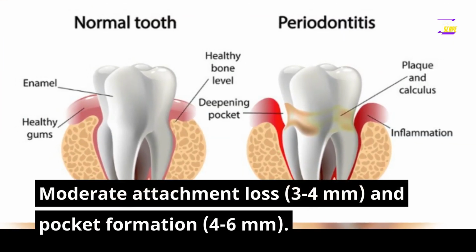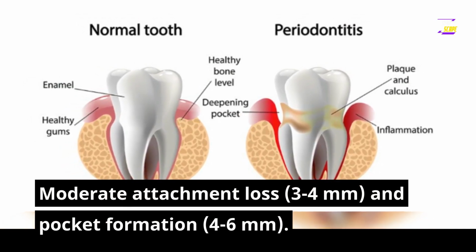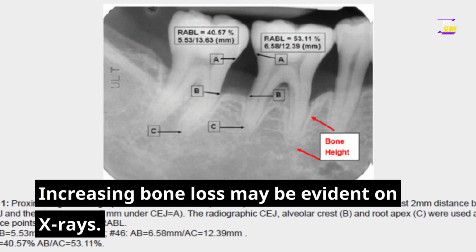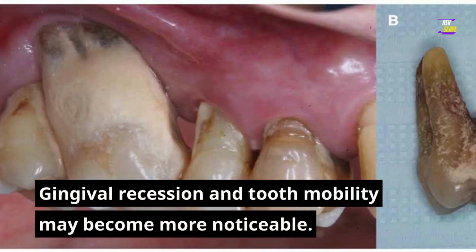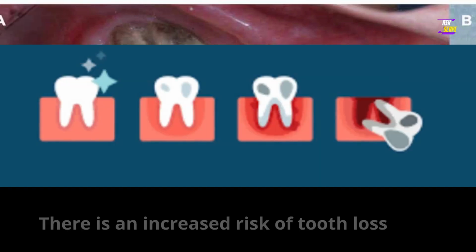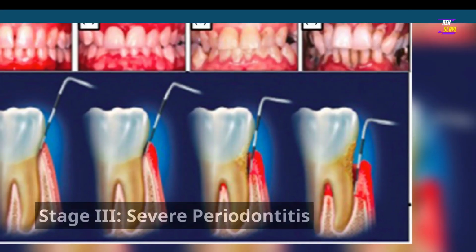Stage II, moderate periodontitis. Moderate attachment loss, 3 to 4 mm, and pocket formation, 4 to 6 mm. Increasing bone loss may be evident on X-rays. Gingival recession and tooth mobility may become more noticeable. There is an increased risk of tooth loss without effective management.